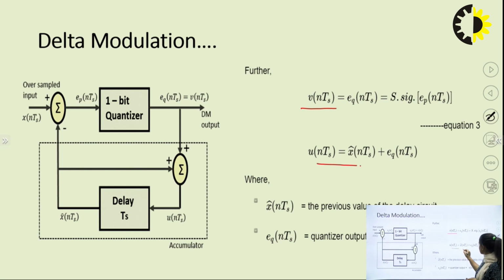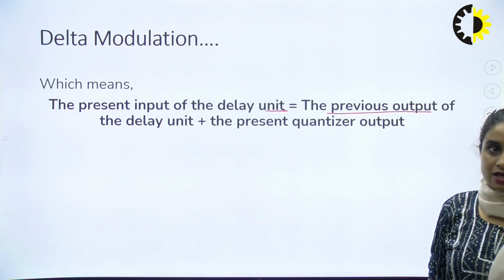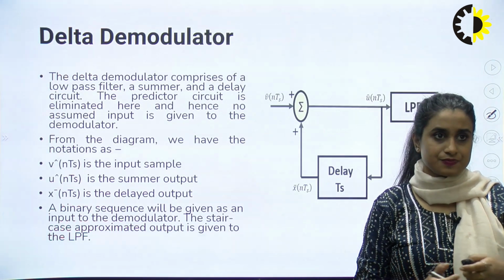Here U cap NTS is X cap NTS plus EQ NTS, and X cap NTS is what? It's the previous value of my delay circuit, right? And EQ NTS is the quantized version of my error signal, right? When these are summed, I do get the output of my delta modulation.